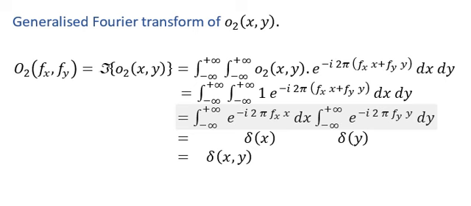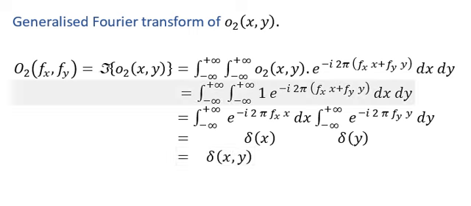The x-variable integral will give you delta of x, because again when you put x equal to 0, the integral vanishes and e to the power 0 is 1. Similarly, the other integral will give you delta of y. If you combine these two delta functions together, you get one Dirac delta function, delta of x, y, which is a two-dimensional Dirac delta function. And you know that this represents a point source.